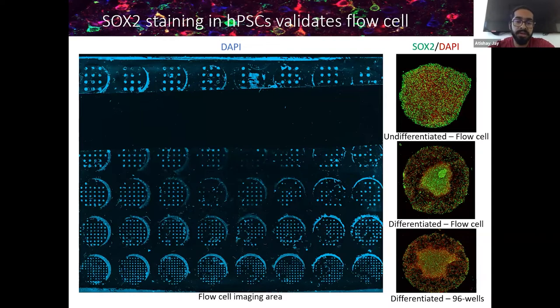Once a flow cell was constructed, we validated the device using fixed human pluripotent stem cells that were stained for SOX2, which is a pluripotency marker. From the image on the left, we can see the DAPI stain, which shows us the entire flow cell imaging area, which is roughly 4 to 5 times larger than any commercially available flow cell device. The SOX2 staining shows the highly reproducible data that we can obtain for staining on a flow cell when compared to more established pipelines, such as the 96-well plate format that is conventionally used for staining work of human pluripotent stem cells. Next slide, please.